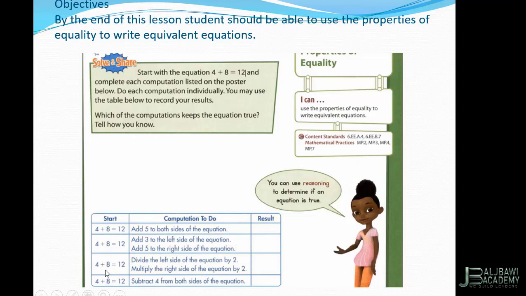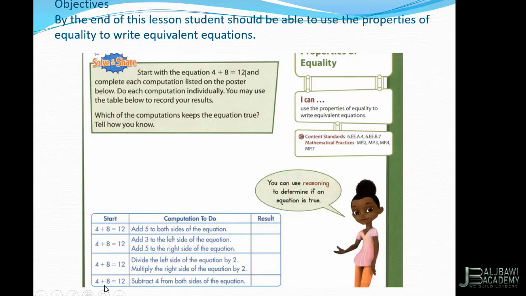Here, 4 plus 8 equals 12. Divide the left side of the equation by 2, which means 4 plus 8 divided by 2 equals 6. And multiply the right side of the equation by 2, so 12 multiplied by 2 equals 24. Because we have the same number, but we used different operations. On the left side we used division, and on the right side we used multiplication. So the equation is not correct.